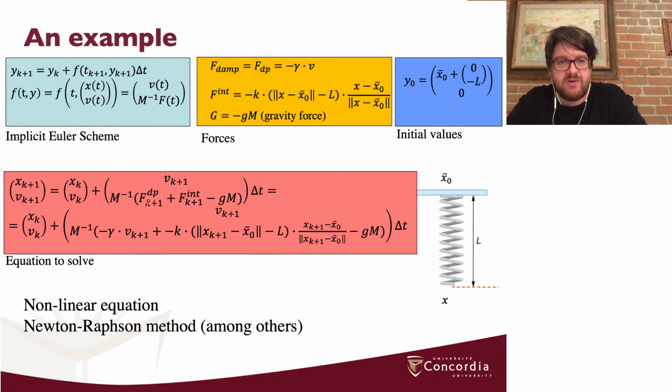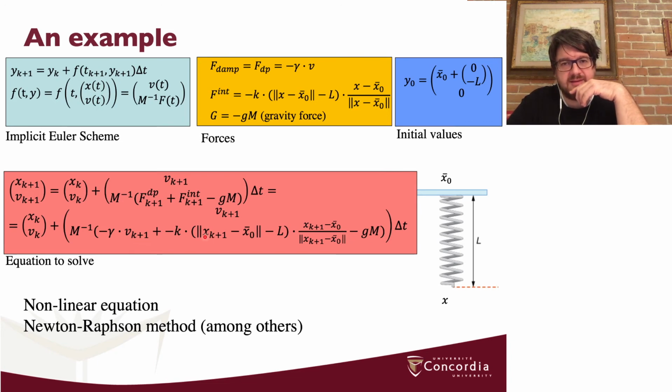So now if we rewrite this system in a more compact way, the top one is vk plus 1, that doesn't change, but for the bottom one, I added all the forces, so it's m inverse times the damping force, which is a constant, times velocity at time k plus 1. This is fine. This vk plus 1 is a variable, right? But it is in a linear context, so this is simple to solve. But the problem comes here.